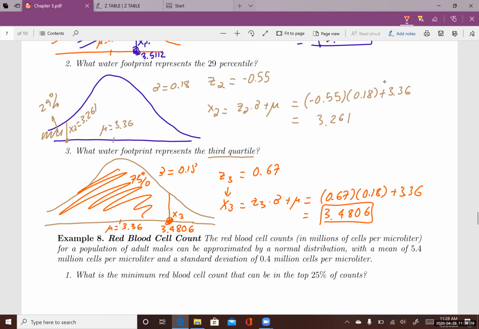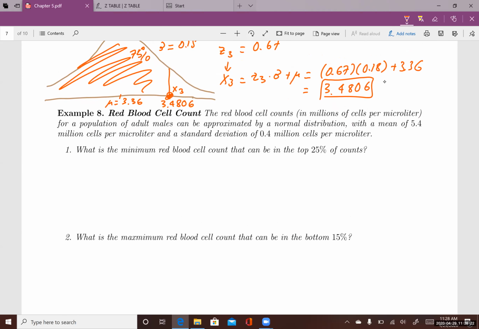All right, look at the next example. Red blood cell count. The red blood cell counts in millions of cells per microliter for populations of adult males can be approximated by a normal distribution with a mean of 5.4 million cells per microliter and a standard deviation of 0.4 million cells per microliter. Again, if we have a normal distribution, then we should always draw a normal curve with the mean in the middle and the standard deviation maybe on the outside of it.